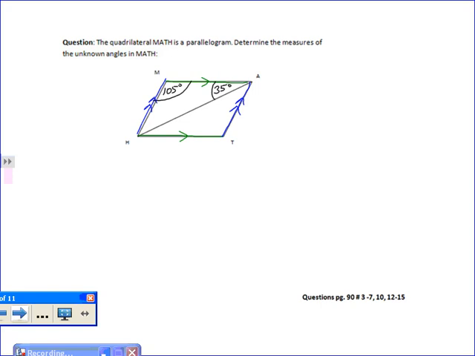Absolutely we could. So let's go ahead and do that. We're given those two angles, and let's find the others. One thing I know is true about a parallelogram is that opposite angles are going to be equal. So I know that angle M of 105 degrees will also be equal to angle T over here. So this will also be 105 degrees. That's true. Opposite angles are equal in a parallelogram.